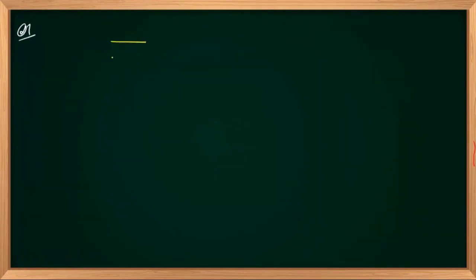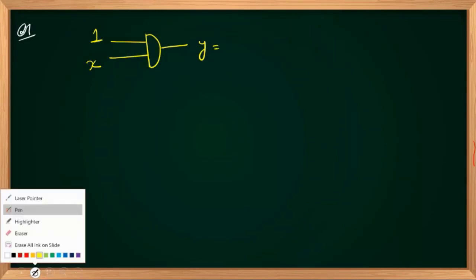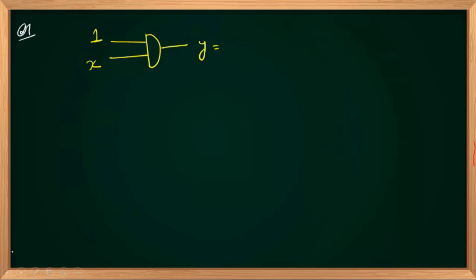And this is a very simple question. We have an AND gate with one input logic 1, another input is X. What is Y? Look at the question and tell me the answer. You need not write. What is Y? AND gate, product of 1 and X, that is nothing but 1 dot X, that's equal to X itself, right?